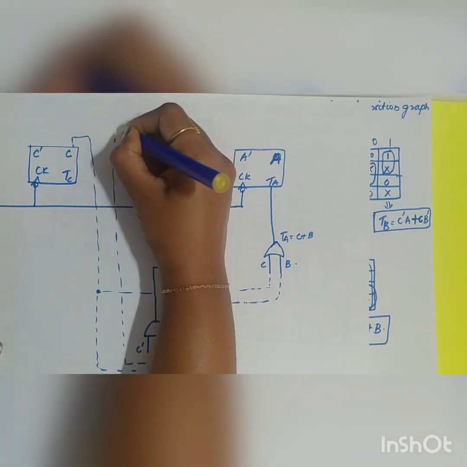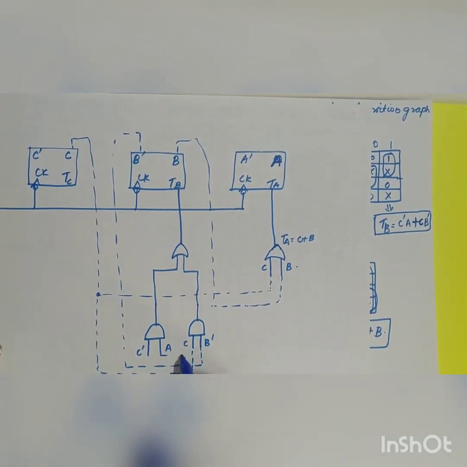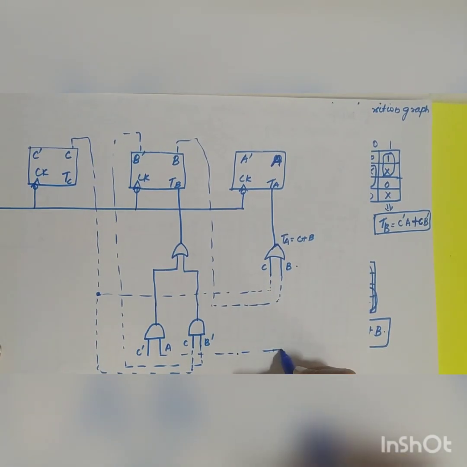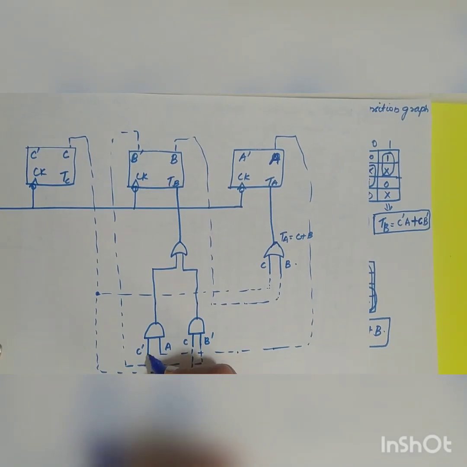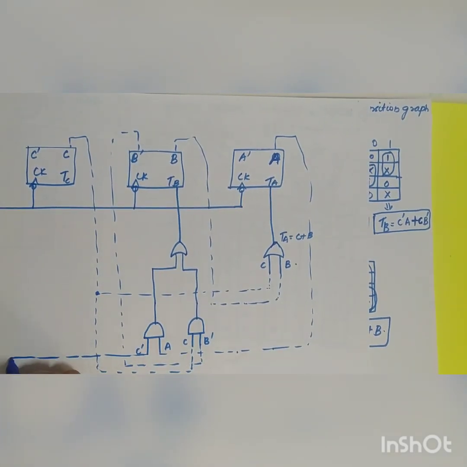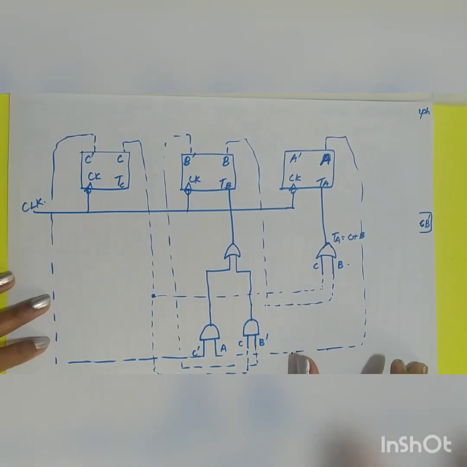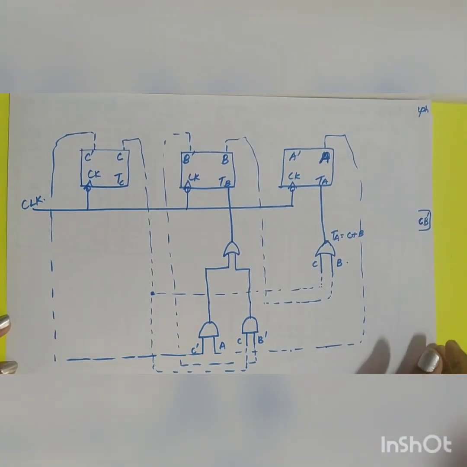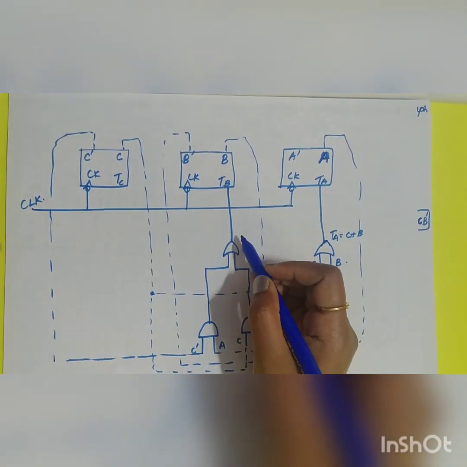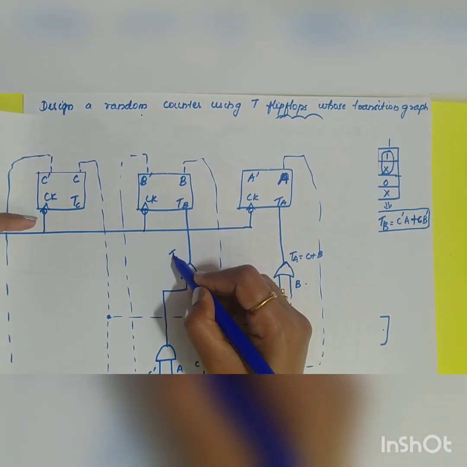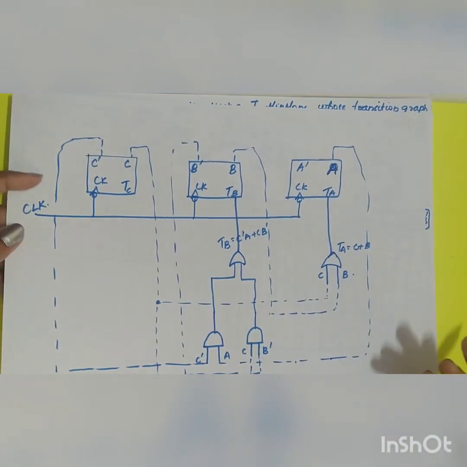You can draw it in any way. I'm drawing now A. Where is your A? You can connect it to your A in this way. Okay. And here again it is C bar. So C bar, you can connect it this way. C bar is connected. Okay. So this connection is done. So you can write, if you want, you can write here TB is equal to C bar A plus C B bar.